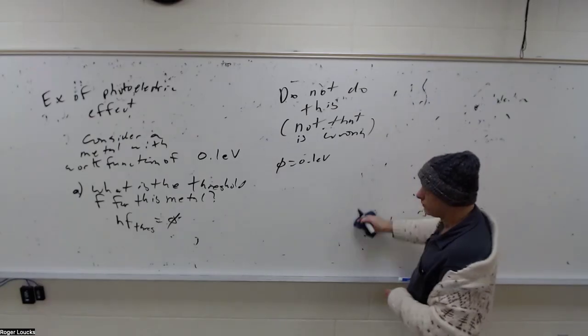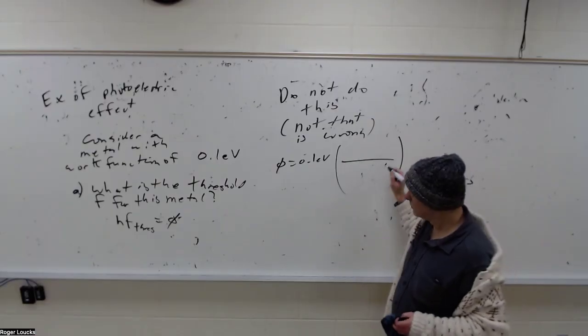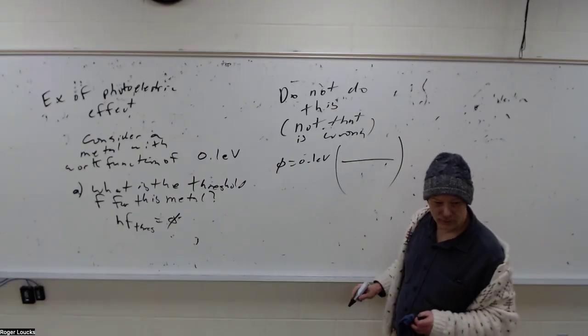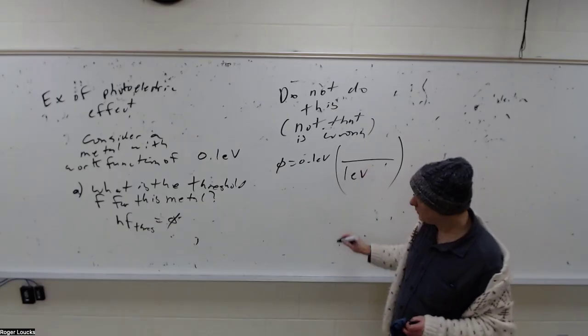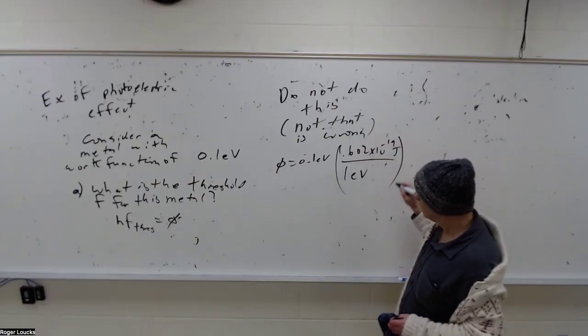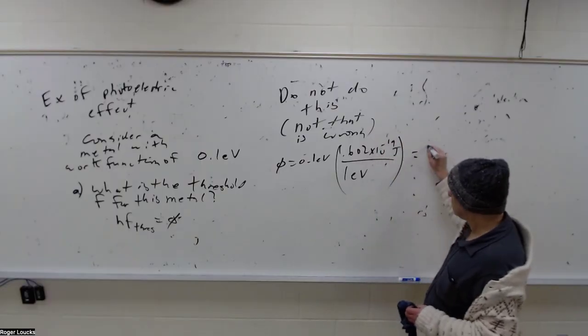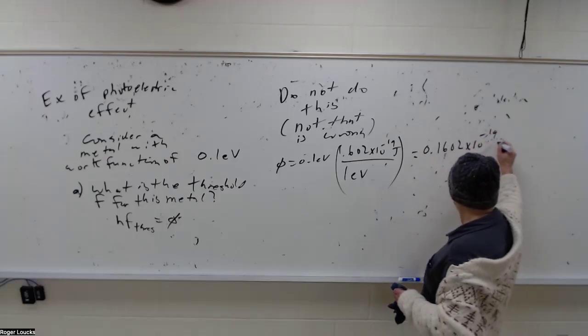What's the conversion? Multiply by, is it 1.60? Yeah. So 1 eV is 1.602 times 10 to the minus 19 joules. And then you're going to get what? You're going to get 0.1602 times 10 to the minus 19.